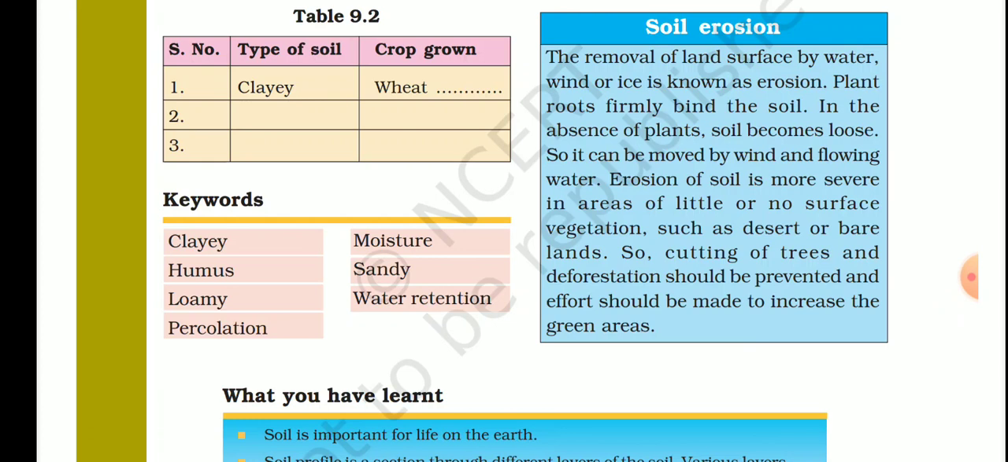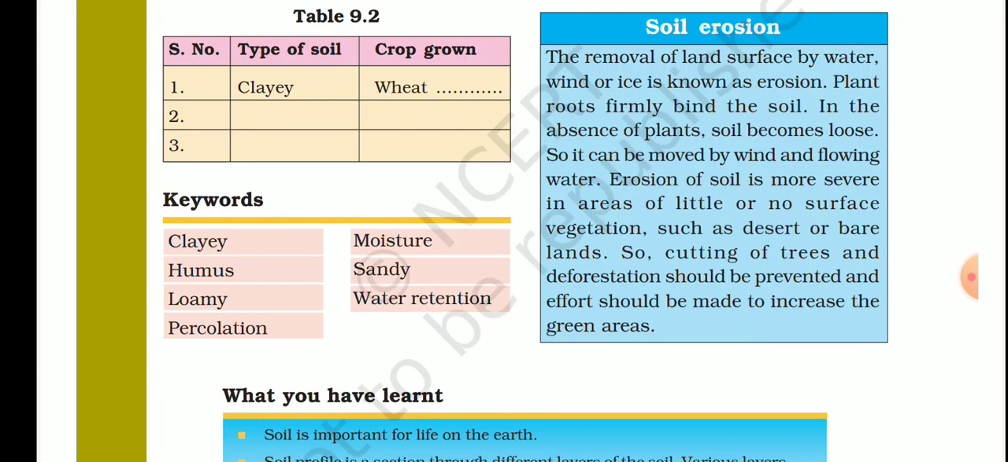So in the previous video of the chapter soil, we have completed all the topics. The last topic that we did was soil erosion. In today's video we will be discussing what you have learned, and we will be looking at the exercise questions of the chapter. But before moving on to what you have learned, let's take a look at this blue box about soil erosion, what is given in the NCERT.